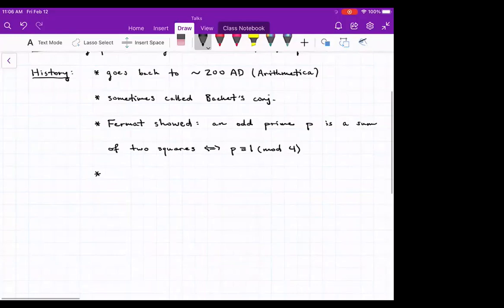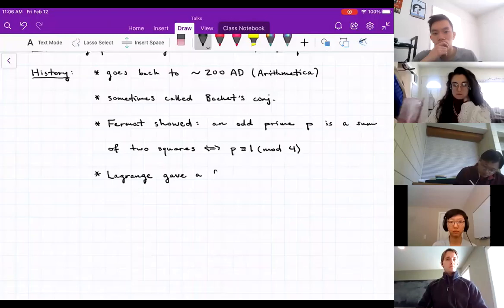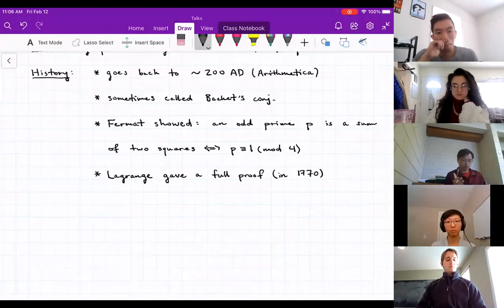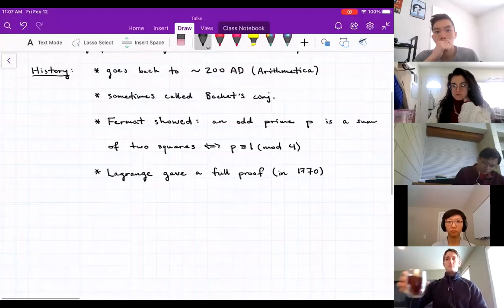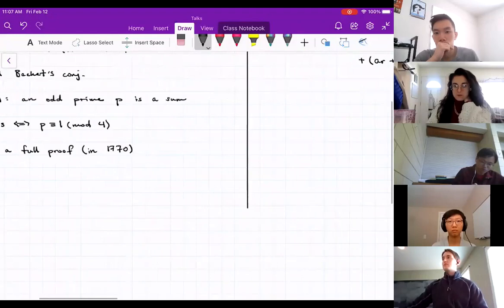And then finally, Lagrange was the first to give a full proof in 1770. His proof involved playing around with numbers, the properties of primes, a lot of congruence relations. So today I'd like to give a more geometric argument. One ingredient that Lagrange used, and we will also use, is this identity due to Euler. It's a bit of a pain to write out, so let me just copy it.